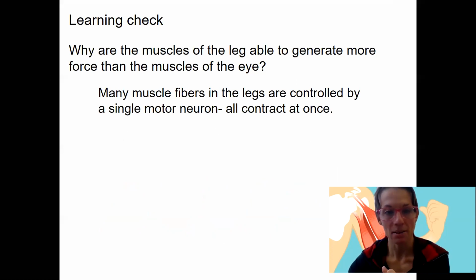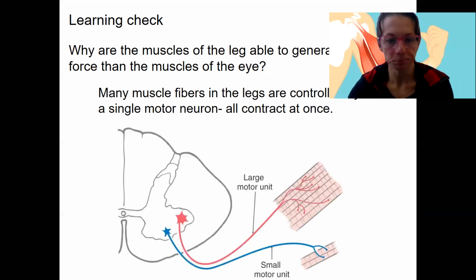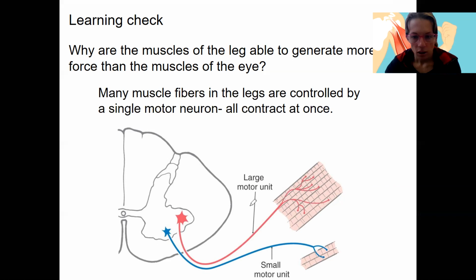Okay, so maybe you're able to think of this. In the leg, you have many, many muscle fibers, and they're all controlled by a single motor neuron. So it's a large motor unit is what that means. I think I've got a picture coming up here. There we go. So in the muscles of the leg, there are large motor units. That means that a single motor neuron is going to connect to, synapse with many, many muscle fibers.